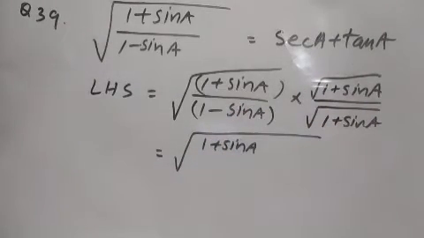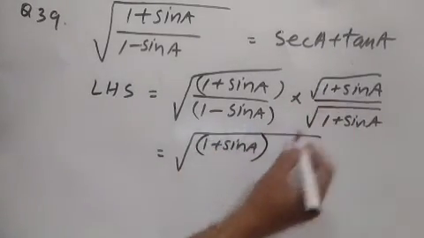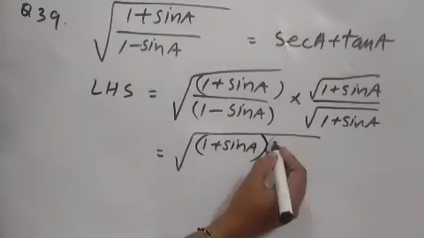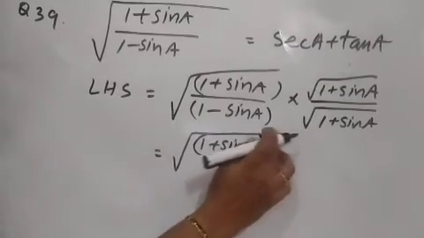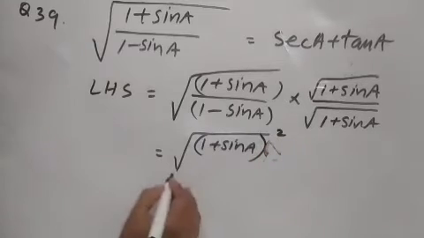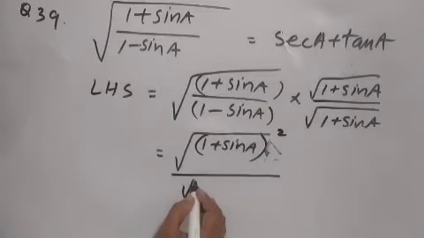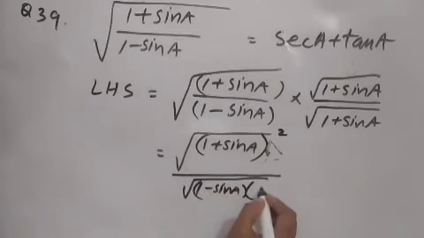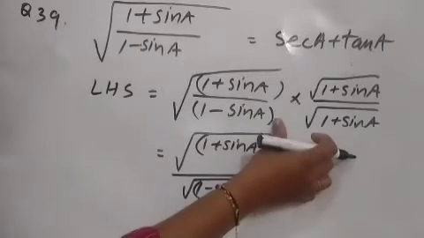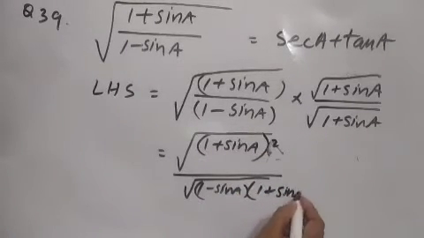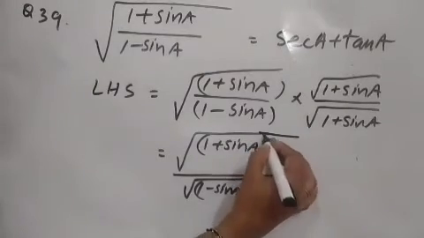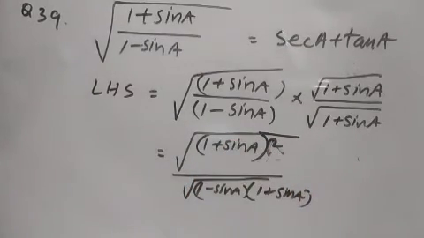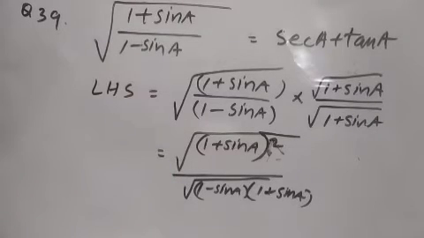Okay, multiply by the conjugate. Now 1 plus sin A into 1 plus sin A is square root of 1 plus sin A the whole square, divided by square root of 1 minus sin A into 1 plus sin A. Under that square root we have the square, 1 plus sin A multiplying 2 times, and the denominator is 1 minus sin A into 1 plus sin A.